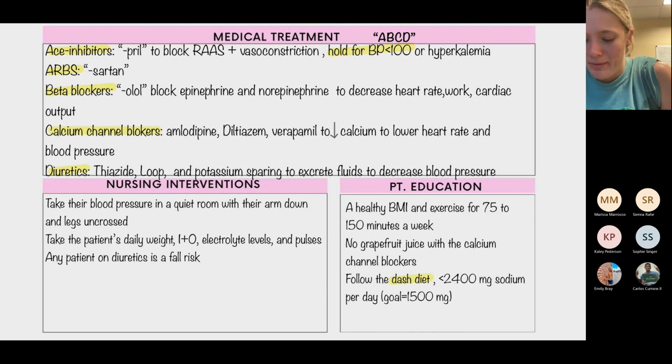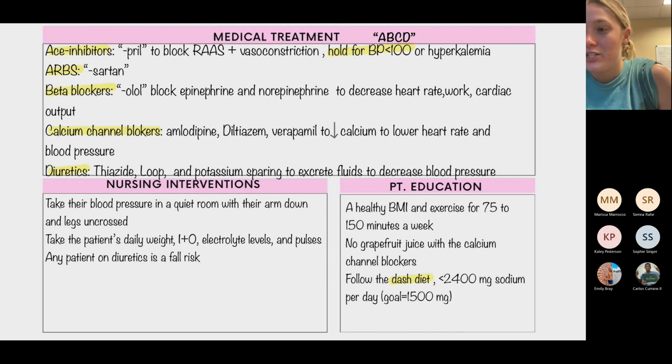But what happens if my patient's blood pressure is like 80/40? Do I want to give them an ACE inhibitor? I don't. Why? I'm going to bottom them out, and that's really not good. So always assess your patient first.